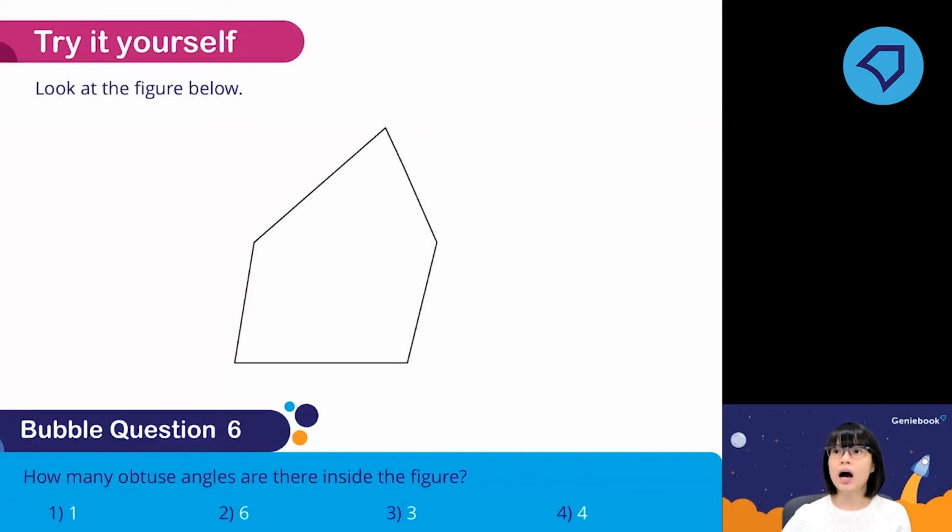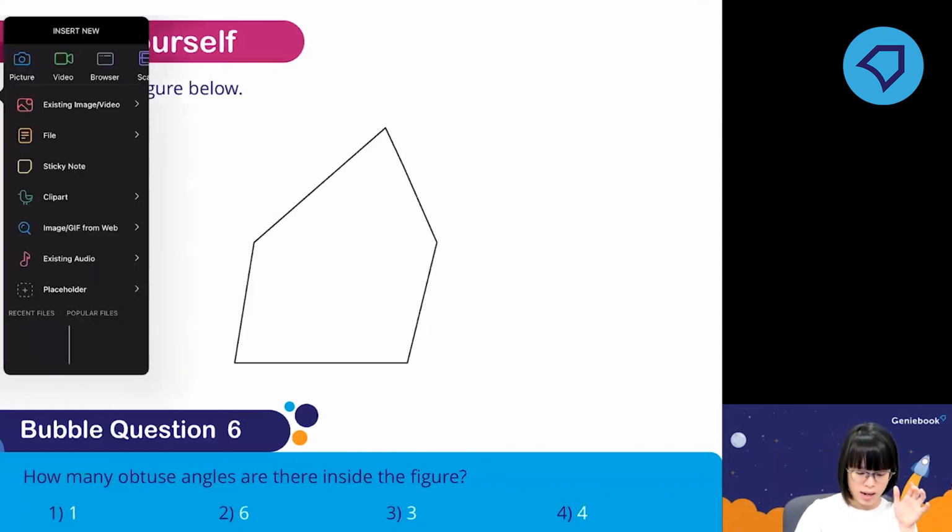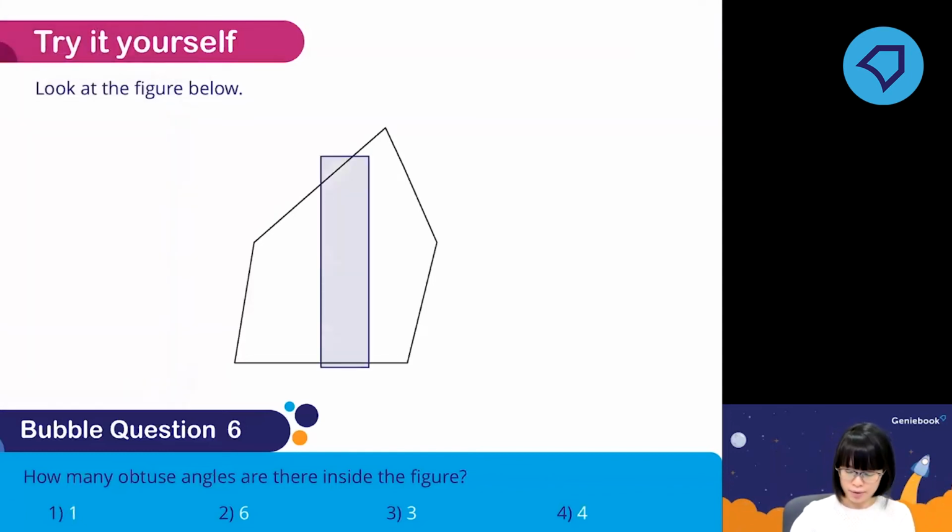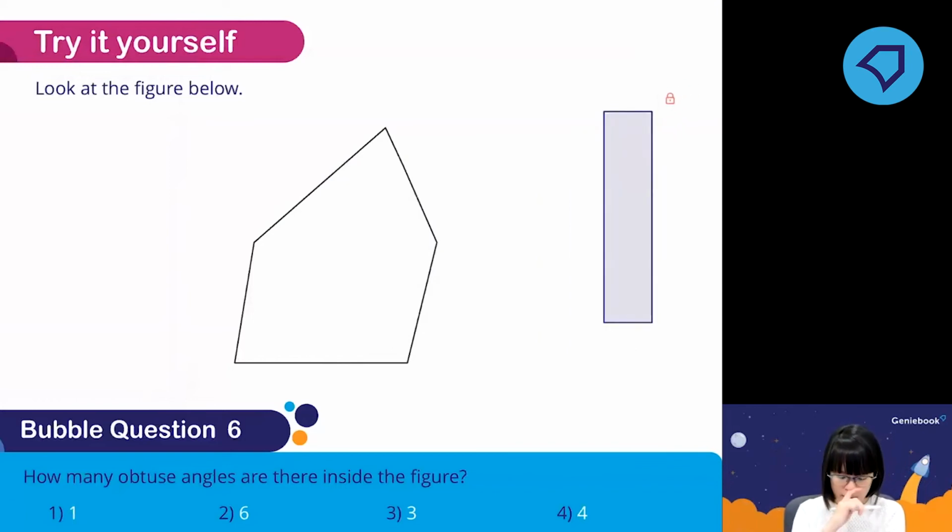All right, time's up. So let's take a look. Majority of you got the correct answer. I have quite a few of you, about the same number of people, give me option number 1 and option number 4. So let's take a look together. I'm going to put my ruler at the side. Help me to identify. All right, this point. Is it an obtuse angle? Yes or no?